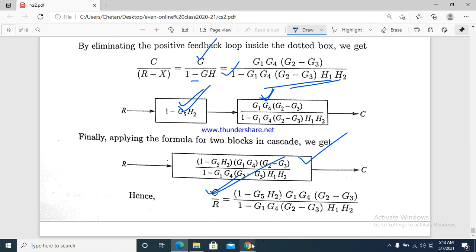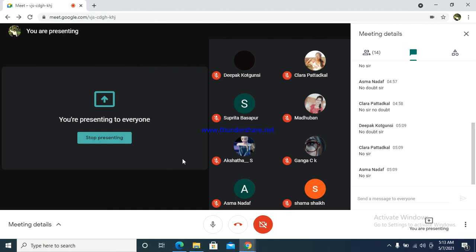I hope this problem is clear for all, right? Do you have any doubt in this problem? Yes. Suprita, is this problem clear? Yes. Yes, sir. Okay, so I will wind up today's session.